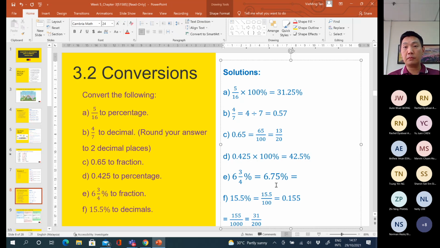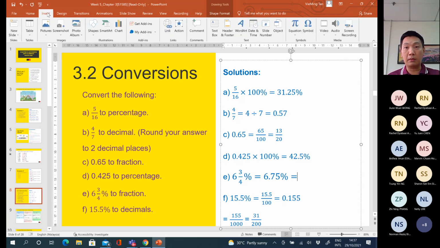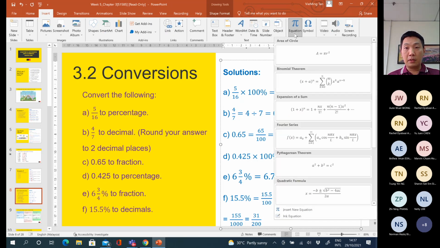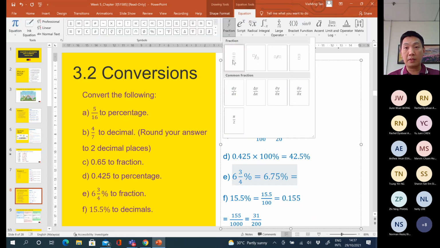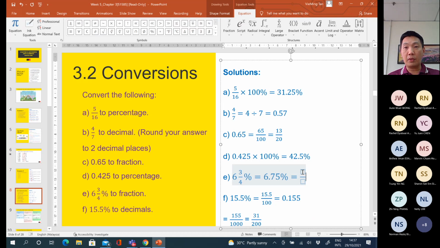Now, if you want to change to decimal number or percentage or fraction number, you can just use this method. I'll try to convert to either fraction or decimal number. I'll try to convert to fraction first. So if you want to convert to a fraction, what you can do is always divide this percentage number by 100.